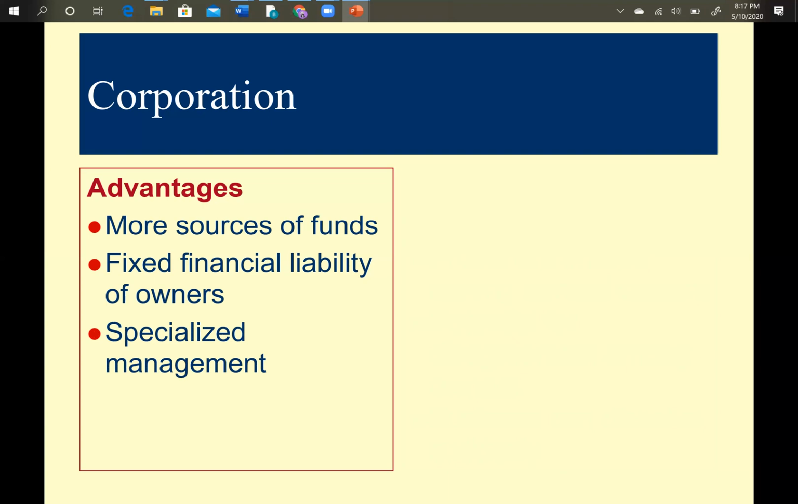Specialized management. Who is going to be in charge? Who's the CEO? Who's the CFO? The chief financial officer? Who's the person who's making the decisions? Again, you get to choose that as part of a corporation. You get to choose who the management's going to be, and you can hire experts in different fields. If you have somebody that's better at accounting, number crunching, maybe you make them your chief financial officer and put them in that position.